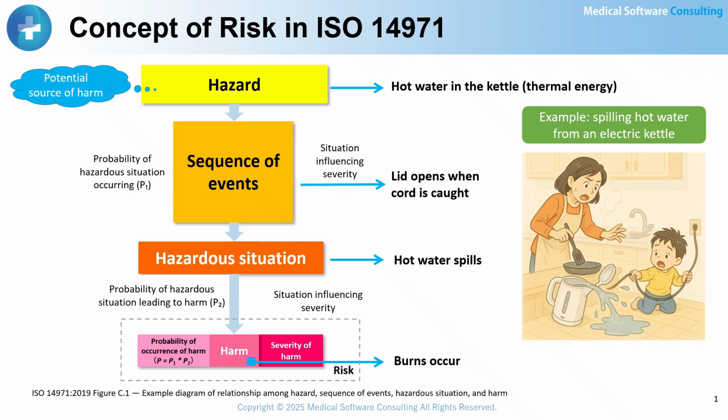ISO 14971 defines risk as the combination of the probability of occurrence of harm and the severity of that harm. So, in our kettle example, the hot water's thermal energy is the hazard. The cord being pulled and the lid opening, causing water to spill, is the hazardous situation. Touching the spilled hot water and getting burned is the harm. Risk, therefore, is assessed by evaluating both the probability of harm and the severity of the harm. That is the way ISO 14971 frames the concept of risk.